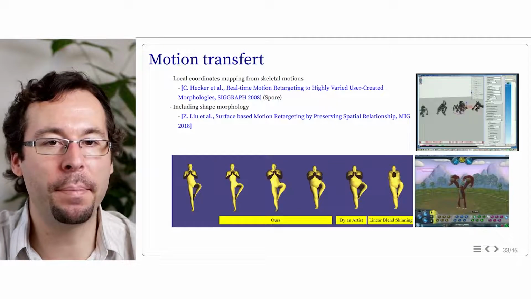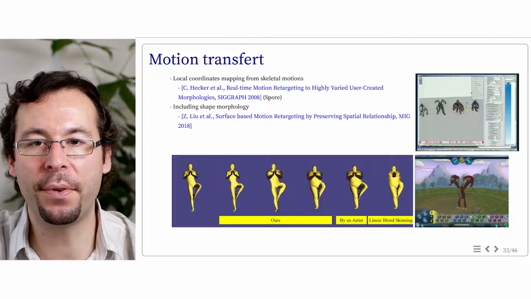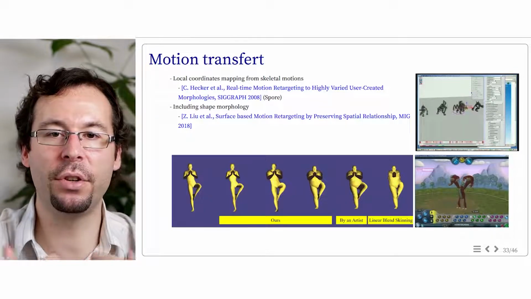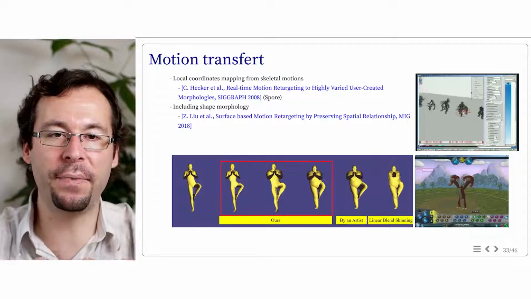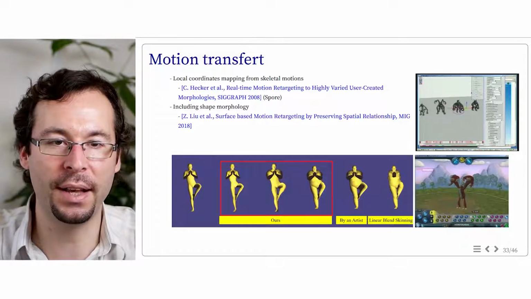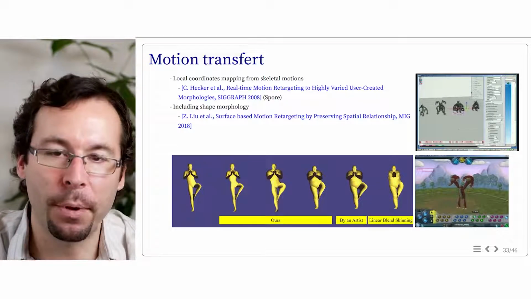Then some more recent approaches have proposed solutions that first map the new skeleton motion and then take into account the surface of the shape, inflating the surface when the character becomes more and more fat and solving for collision in the process.